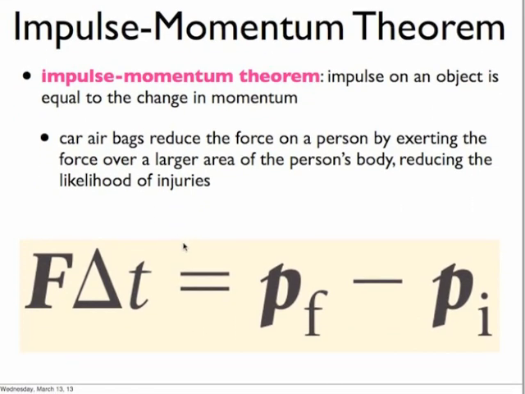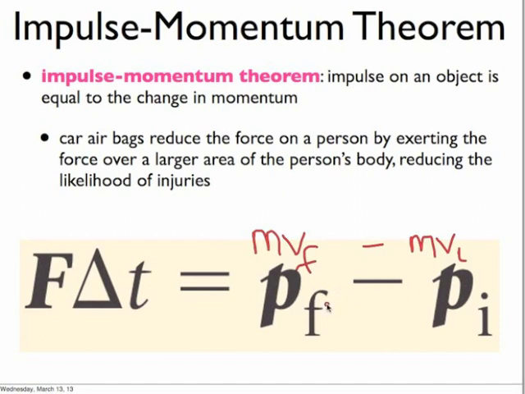The impulse momentum theorem, this means that impulse, that force times time that we talked about earlier, is equal to your change in momentum, or your final momentum minus your initial. So momentum is mass times velocity, so it would be your mass times your final velocity minus your mass and your initial velocity.